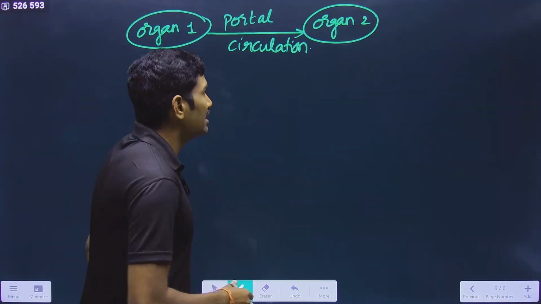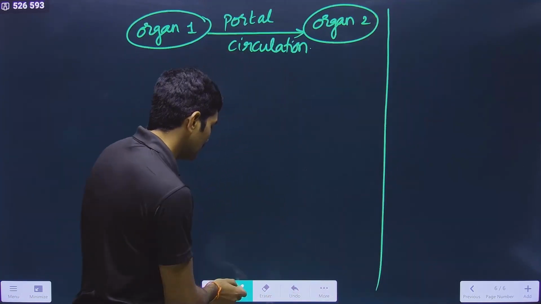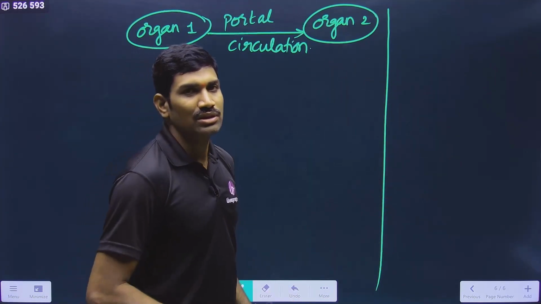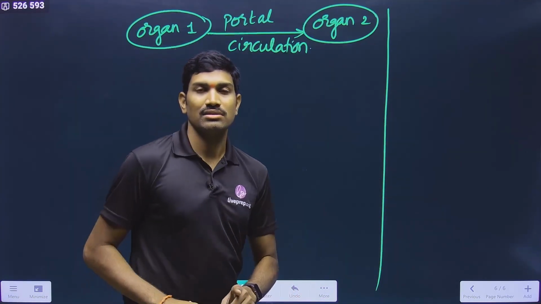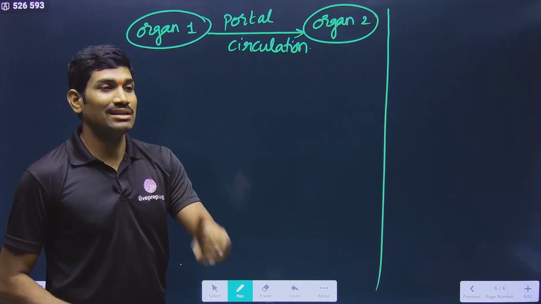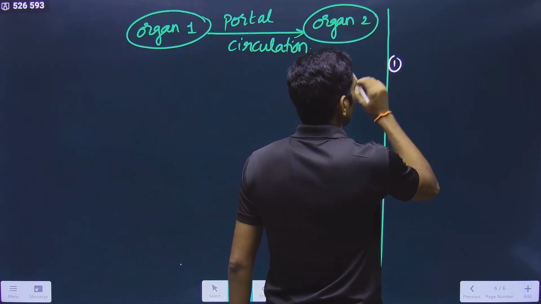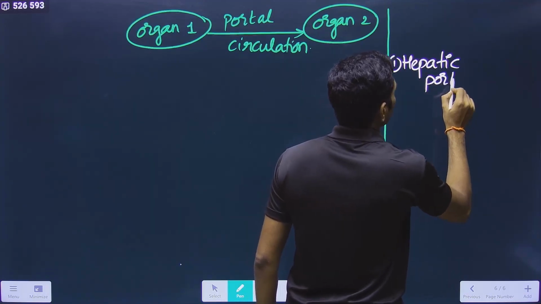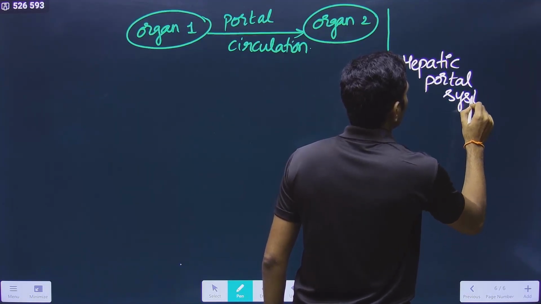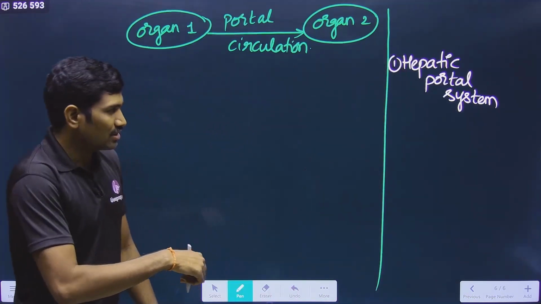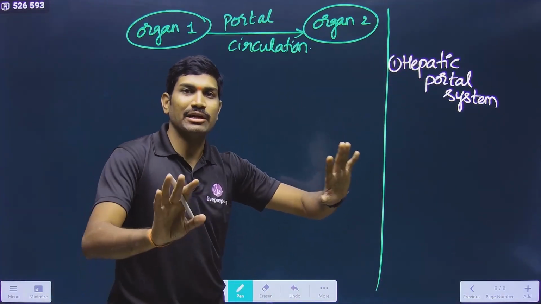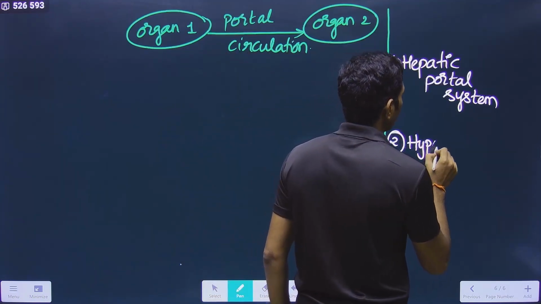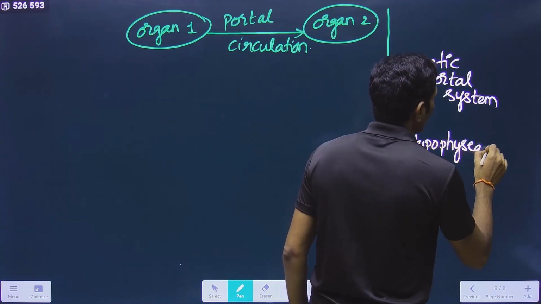But when you are giving the names, how are you giving the names? Please remember this point, very, very important. When you are writing the name of that particular portal system, you are not writing both the organs. Only one organ is written. First, we are talking about the hepatic portal system. In this chapter, we will read the NCERT content also. There they mentioned the hepatic portal system. Yes, very good. Next one is the hypophyseal portal system.